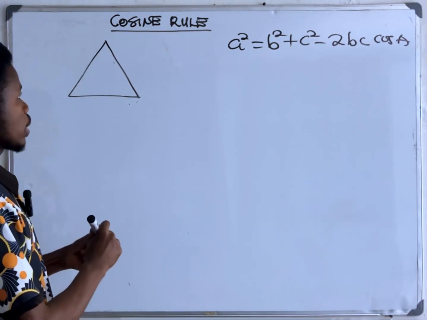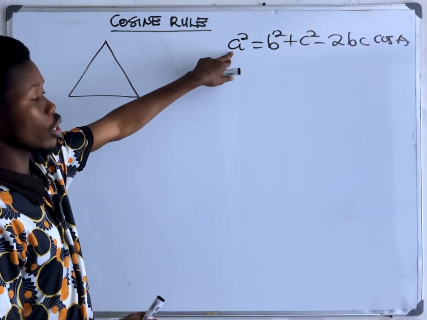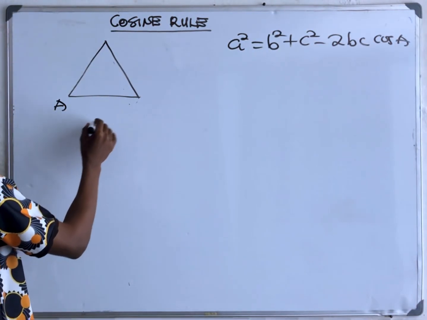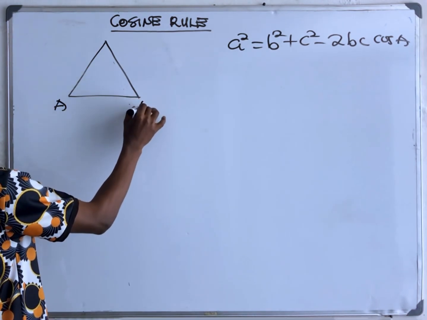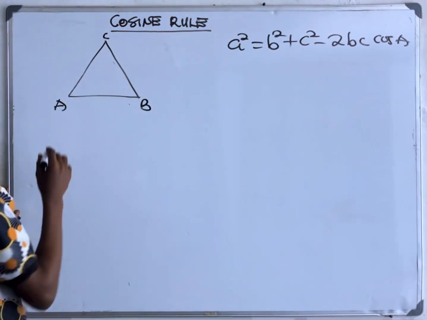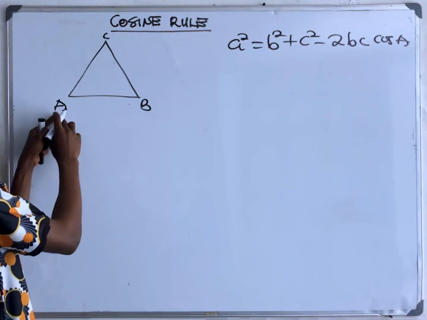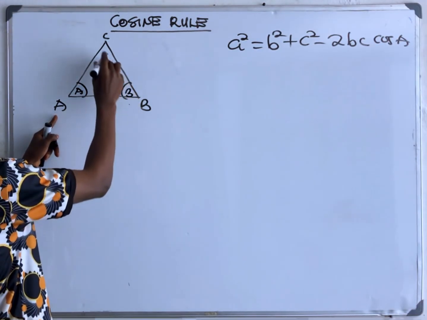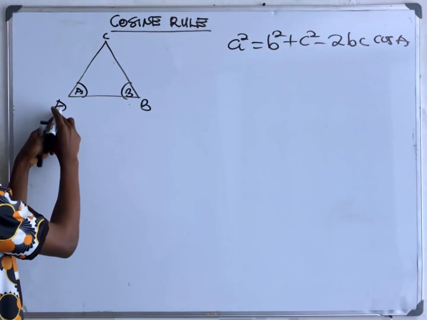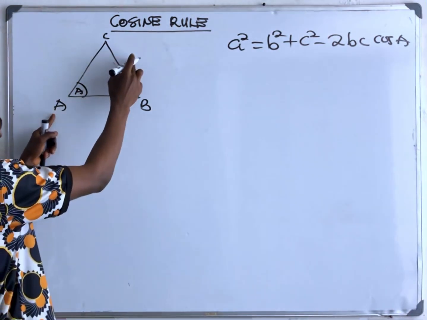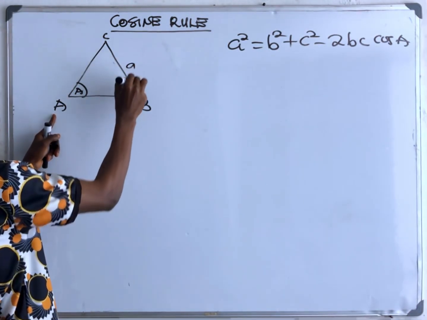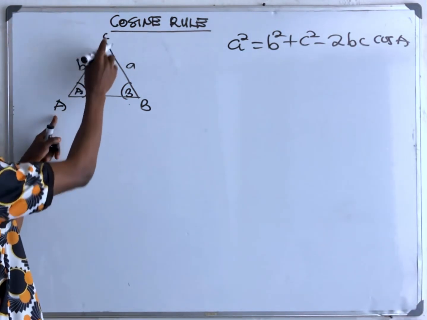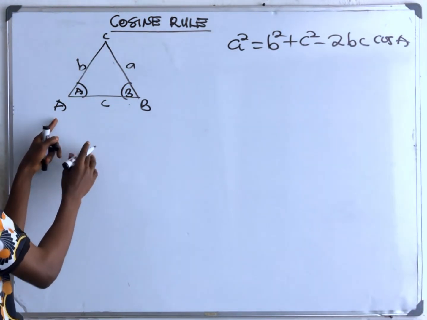Now because I'm making a reference on A, I'll bring the A here. Then I have my B here, I have C. Now the angle here will be A, the angle here will be B, the angle here will be C. Now because this side is A, the opposite of this becomes the small a, that's the length a. The opposite of B becomes the length b, and that of C becomes c.